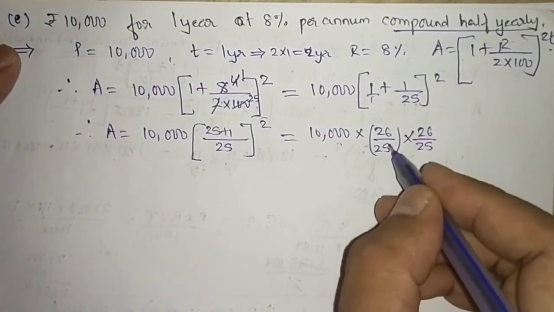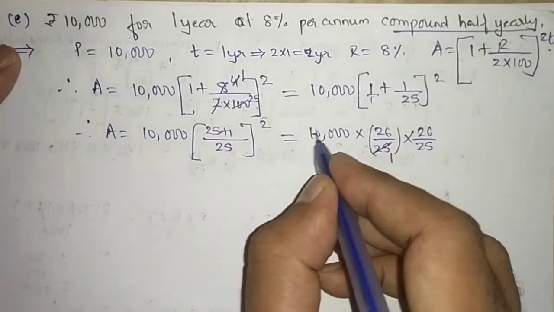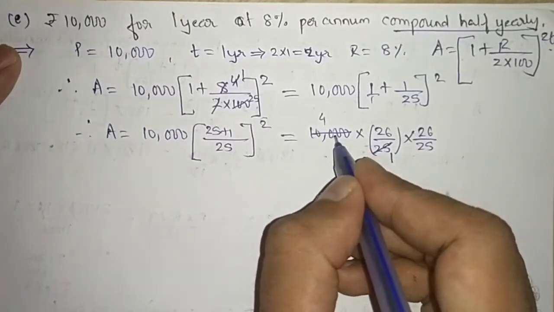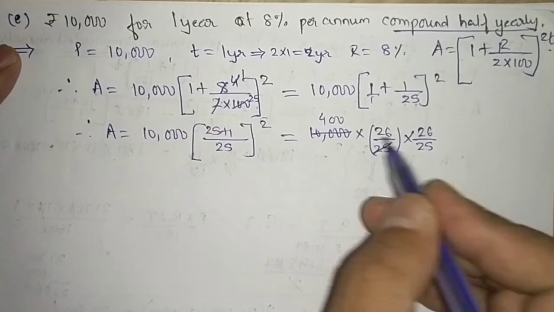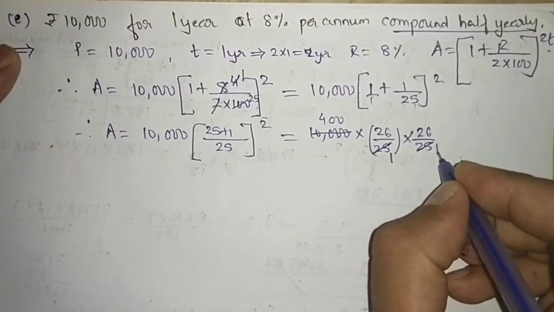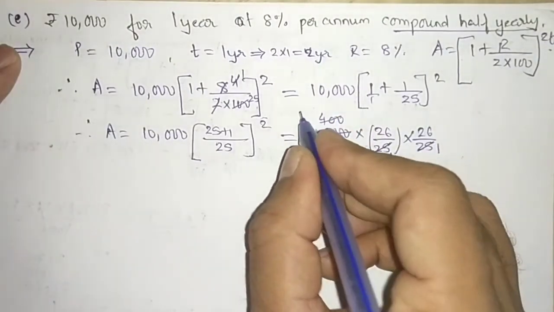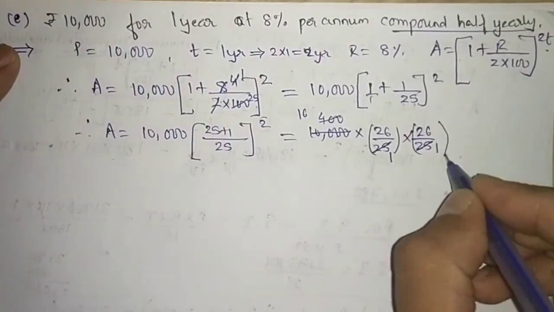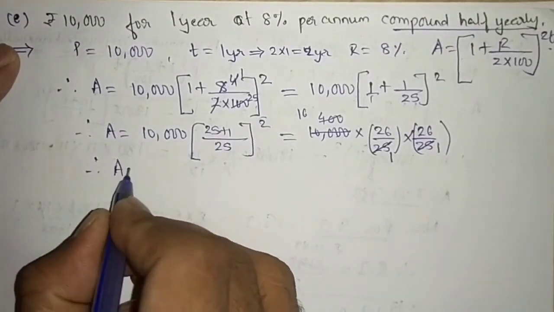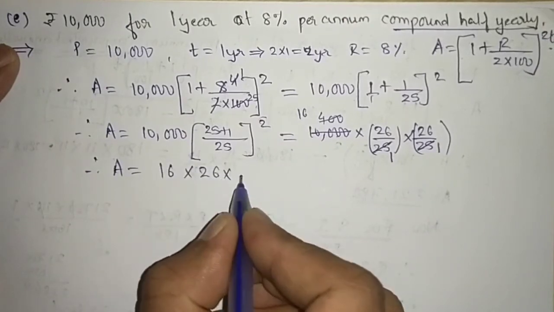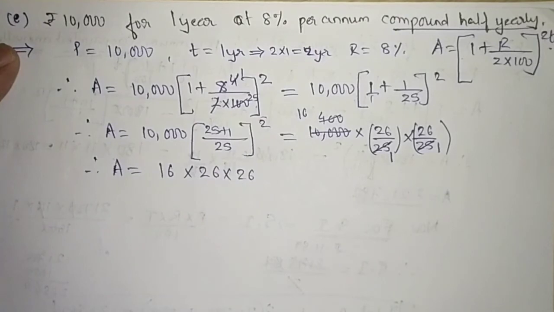Now 25 ones is 25 and 25 fours is 100, but it will be 400 because the 2 zeros will be left, will be given to above. Now 25 ones and 25 16s is 400. So my remaining amount will be A is equal to 16 into 26 into 26.